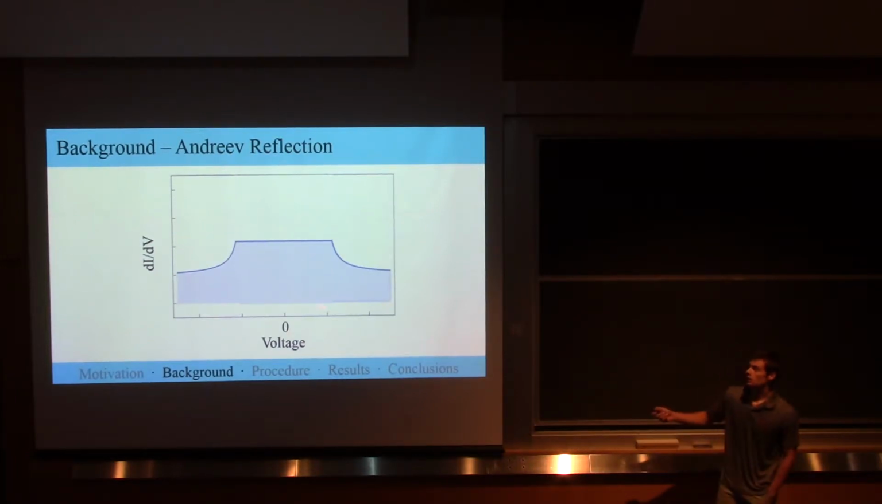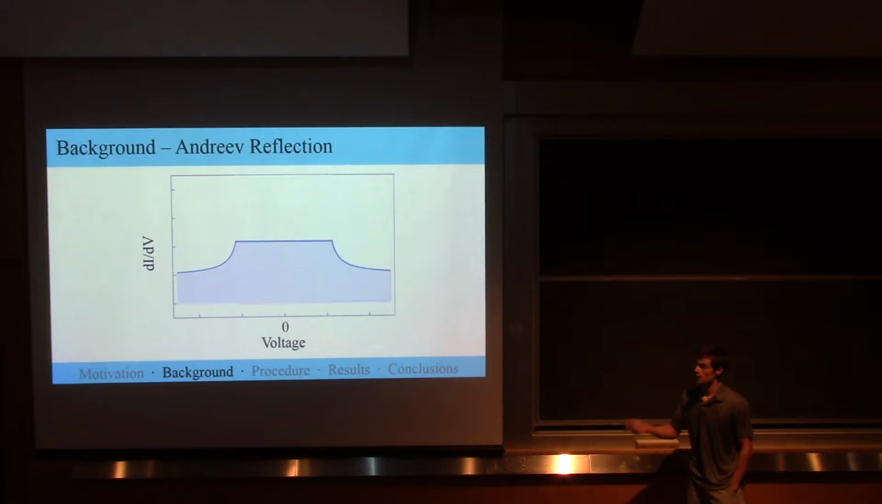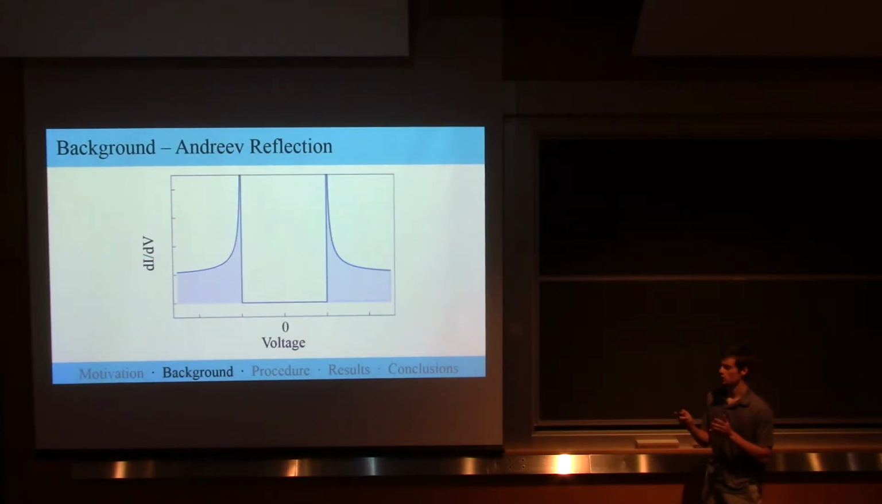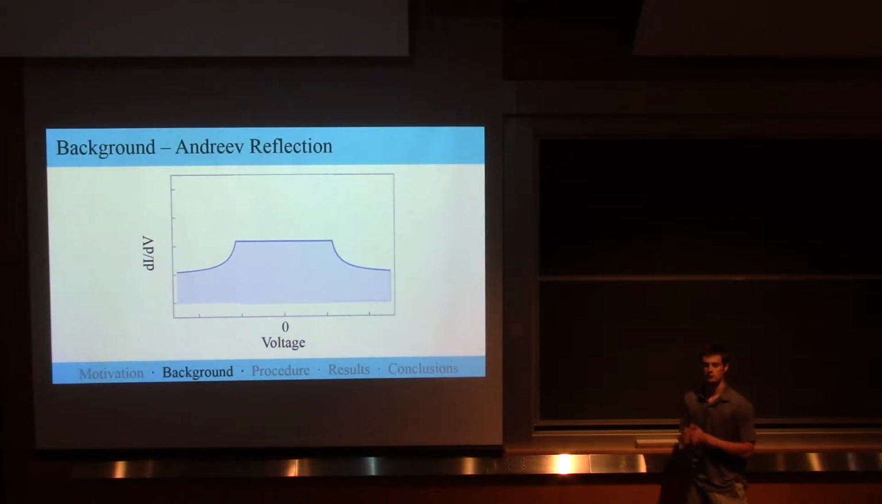So these are the data we take. We can plot this conductance as a function of voltage, and we look for this feature right here. And if we see this feature, we know that these materials are interacting with each other. And that means that they lead to certain excitations that we can potentially use for quantum computing.